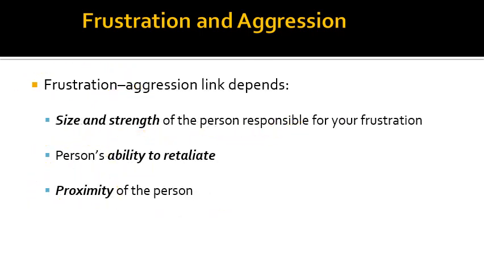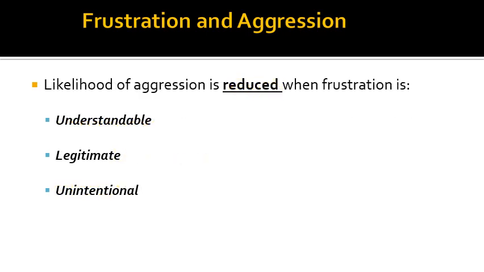So when we think about frustration and the link to aggression, it really depends on a few things. Okay, it depends on the size and the strength of the person responsible for your frustration, the person's ability to retaliate, and again, how close is that person to you? Okay, and the likelihood of aggression is reduced when it's understandable, when it's legitimate, and it's unintentional. Okay.